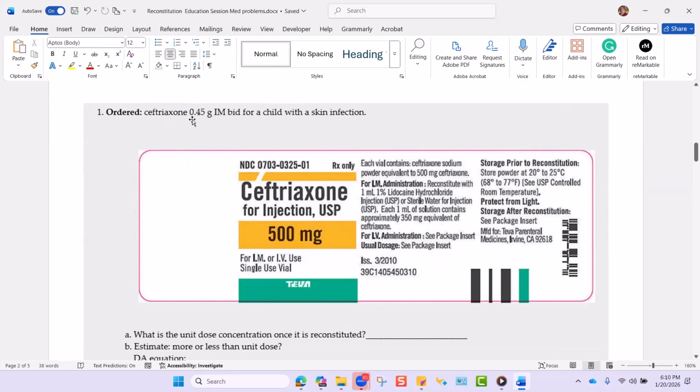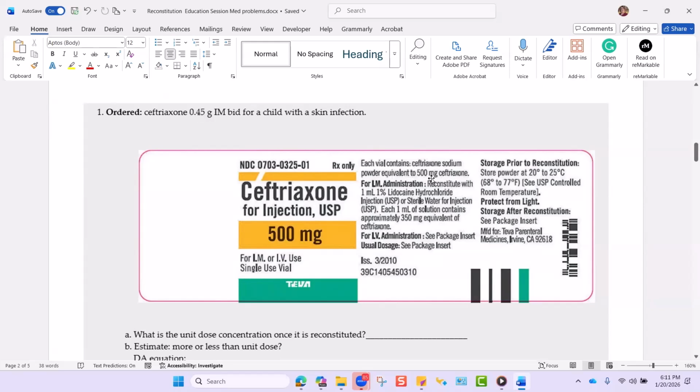Ceftriaxone, 0.45 grams is ordered. It's going to be given IM twice a day for a child with a skin infection. All right, this is the label that we got. So it's ceftriaxone 500 milligrams for IM or IV use, single-use vial. Each vial contains ceftriaxone 500 milligrams of powder. All right, they ordered 0.45 grams.